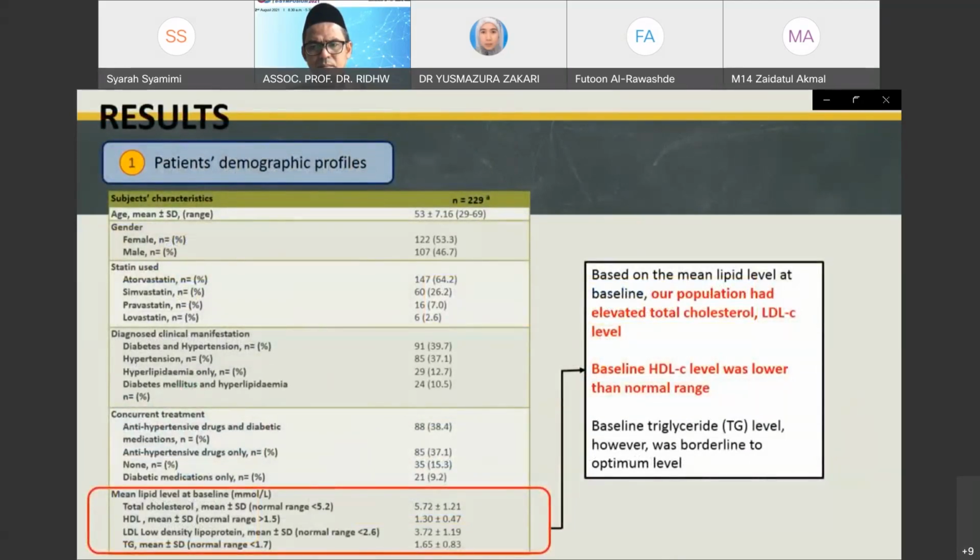Now let's move on to the results part of our study. This is the patients' demographic profile. By focusing on the bottom part of the table, at the mean lipid level at baseline, you can see that our population had elevated total cholesterol and LDL levels above the normal range. While for the non-atherogenic lipoprotein HDL, the baseline level was lower than the normal range, while the triglyceride level was borderline to optimum level.